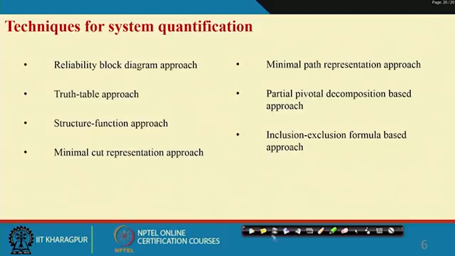So, today in the rest of the time, we will discuss the reliability block diagram. In the next class, truth table, structure function or minimal cut and path representation approach will be discussed. The sole purpose is to find out the top event occurrence, which is basically unavailability of the system, and then the resulting availability and other failure parameters quantification. So, let us see what the reliability block diagram is.